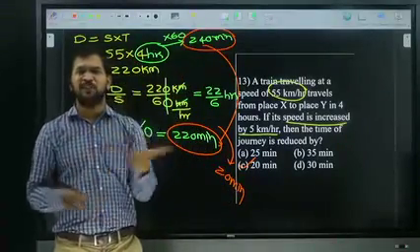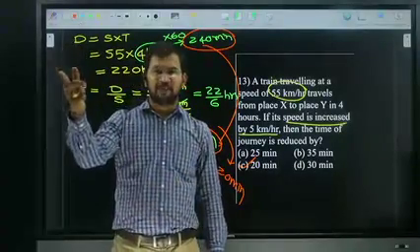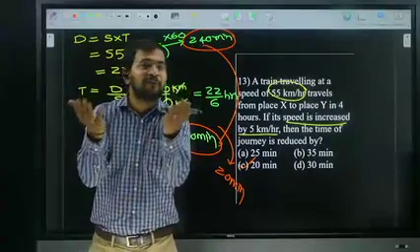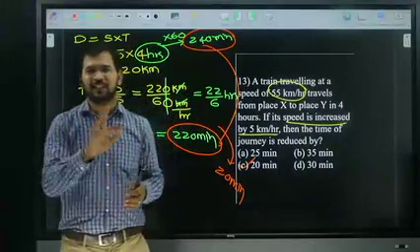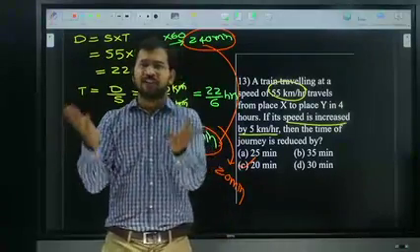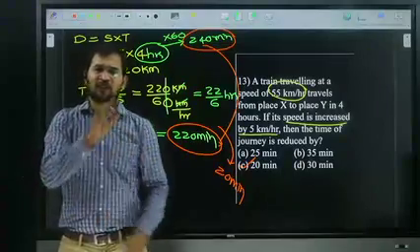Here they have given which ratio? The speed ratio. Original speed is 55, new speed is 60, since 5 kilometers per hour increases. Therefore the speed ratio is 55 is to 60, which is nothing but 11 is to 12. If the speed ratio is 11 is to 12, then the time ratio is 12 is to 11.